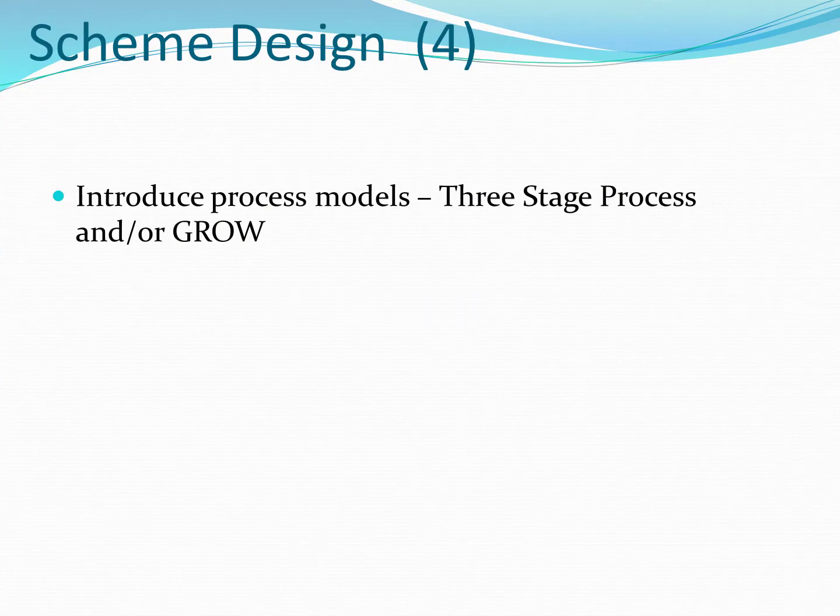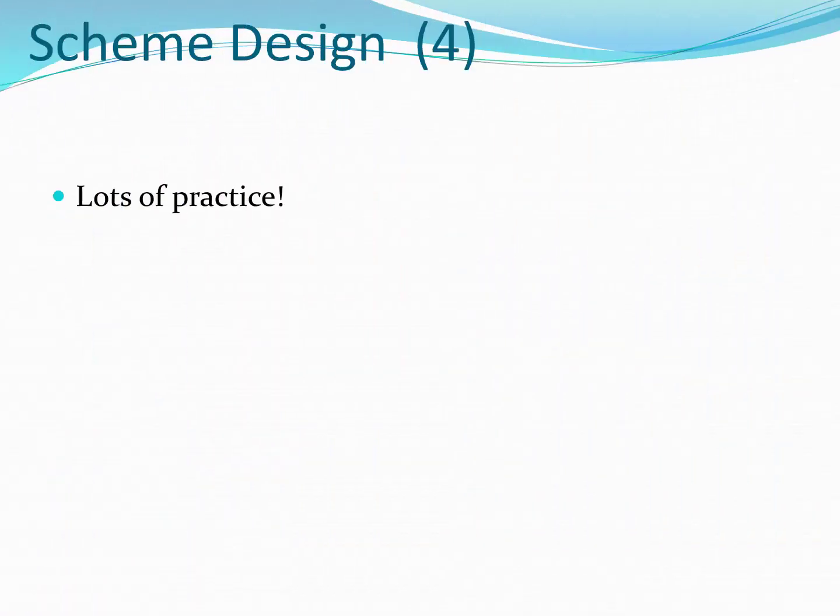Introduce them to process models. Introduce them to the three-stage process and introduce them to GROW. Choose which one you're going to do first. Don't do them both at the same time. So you introduce, let's say, the three-stage process. You go through it theoretically. Then you give them an opportunity to practice. Practice again in threes, perhaps different threes. And each one takes it in turn to be the coach or the mentor, using the three-stage process, and the third person observes and gives feedback on what they notice in terms of how the process works or in terms of the skills that are being demonstrated.